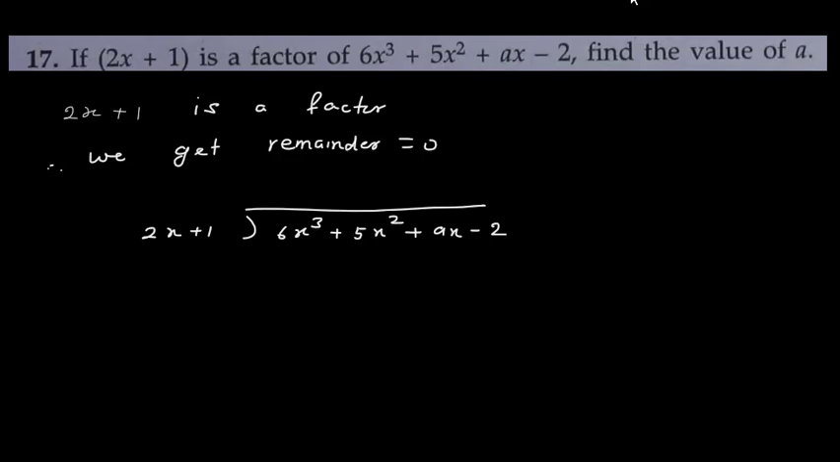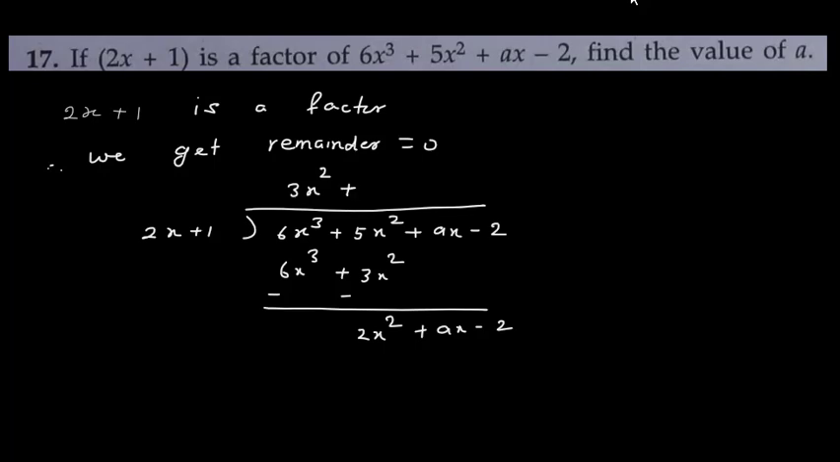Now here we will write 3x square. So 3x square into 2x is 6x cube. 3x square times 1 is plus 3x square. Now we subtract. So 5 minus 3, it is 2x square plus ax minus 2.